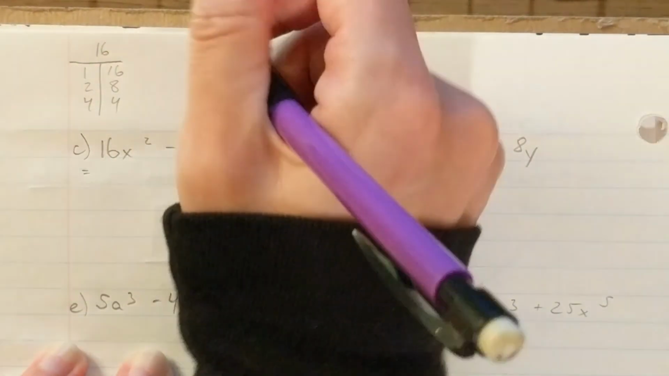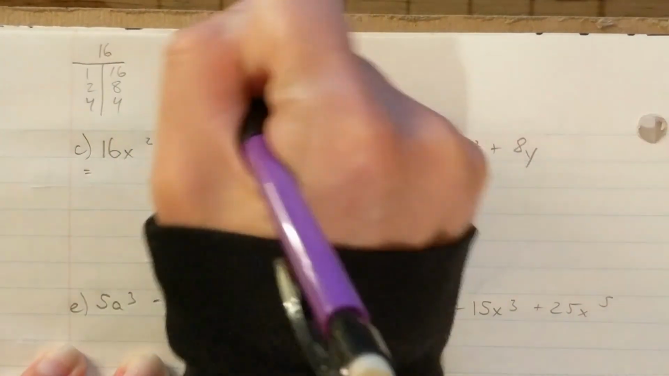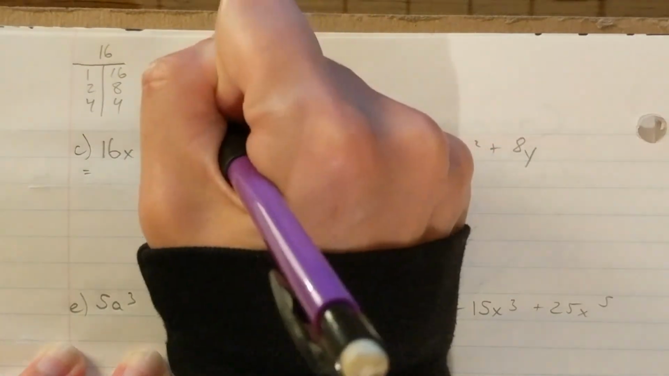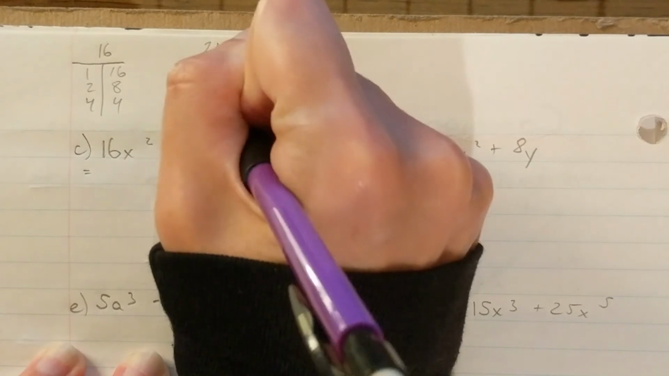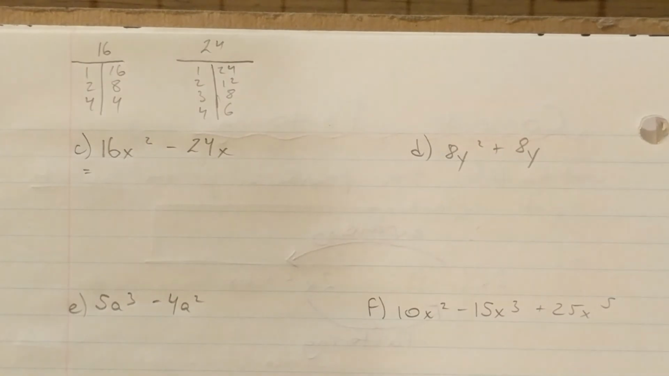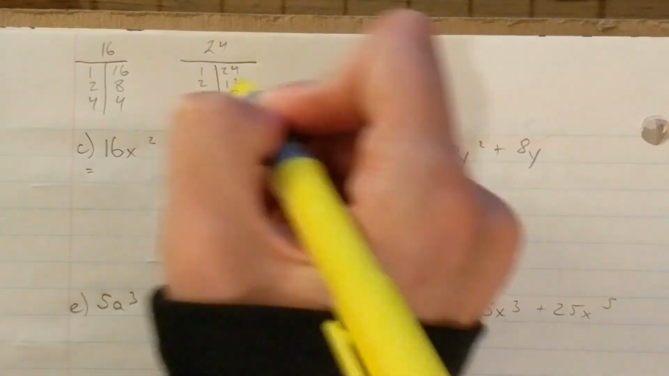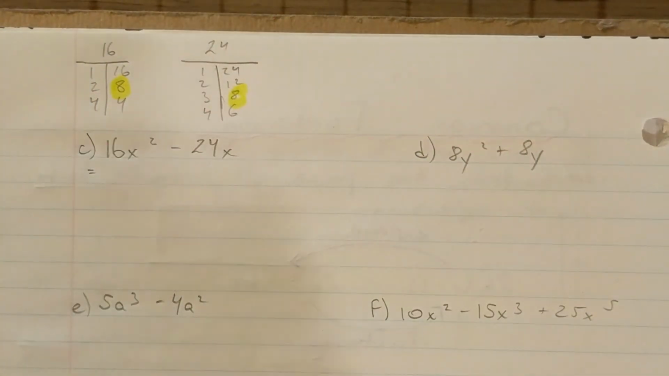For 16, the factors would be 1 and 16, 2 and 8, 4 and 4. The factors of 24: 1 and 24, 2 and 12, 3 and 8, 4 and 6. You can then ask yourself, what is the largest number that is shared by both of these trees? In this case, the largest number is 8.